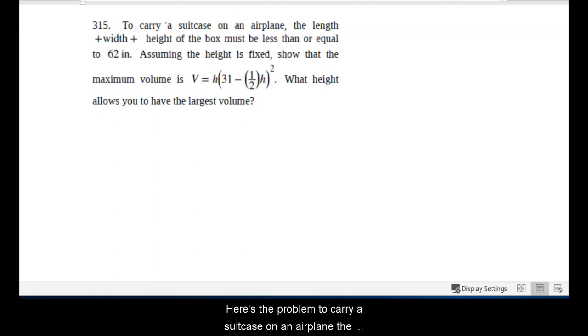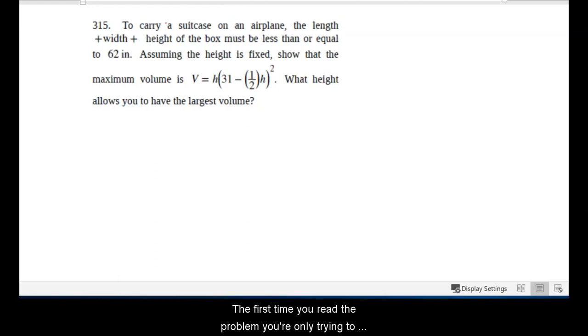Here's the problem. To carry a suitcase on an airplane, the length plus the width plus the height of the box, or the suitcase, must be less than or equal to 62 inches. Assuming the height is fixed, show that the maximum volume is given by h times the quantity 31 minus half of h, quantity squared. What height allows you to have the largest volume?